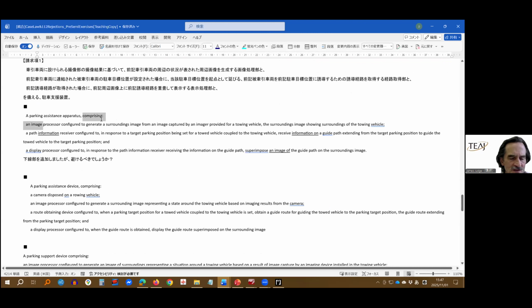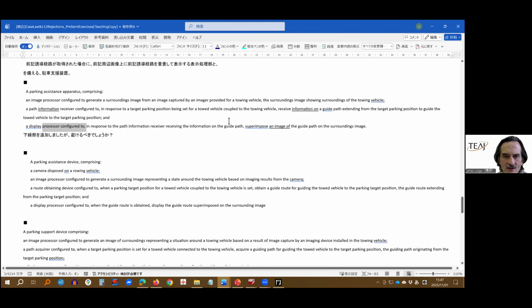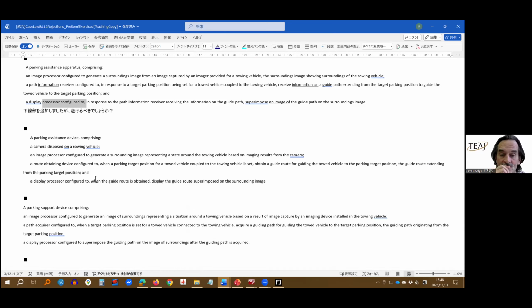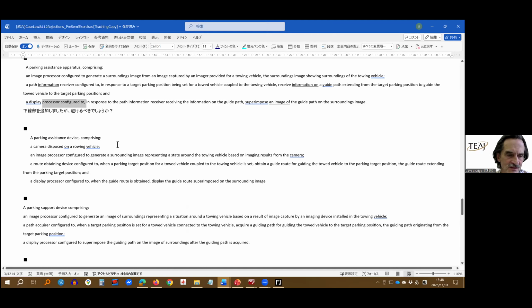Image processor configured to generate. Good. Display. Yeah. Configured to, in response, superimpose an image. Yes. Yeah, so I think everyone did a good job with the translations. The idea was to explain that we as translators, our hands can be tied as to what we can do in terms of improving the translation to the extent that it might be insulated against a means plus function interpretation.